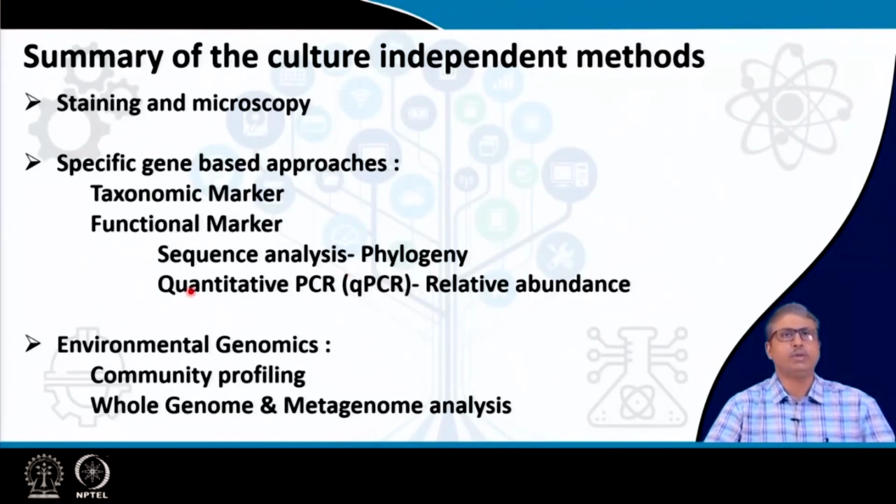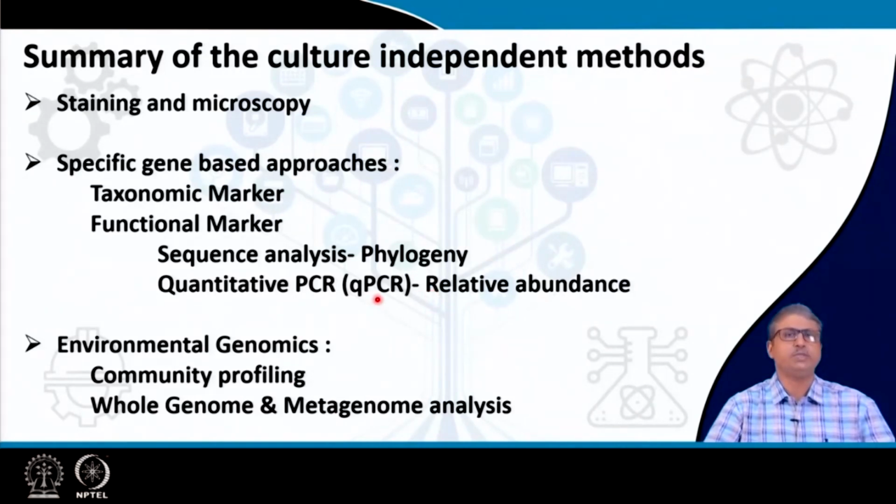The other major way of deriving information from these specific gene based approaches is the quantitative PCR based method, or the qPCR based method, wherein the relative abundance of a particular organism or multiple organisms is ascertained, because these are specific to individual organisms. The taxonomic marker genes could be selected based on the organisms that are of interest, or multiple functional genes can be selected based on the role or importance of those genes in the given system.